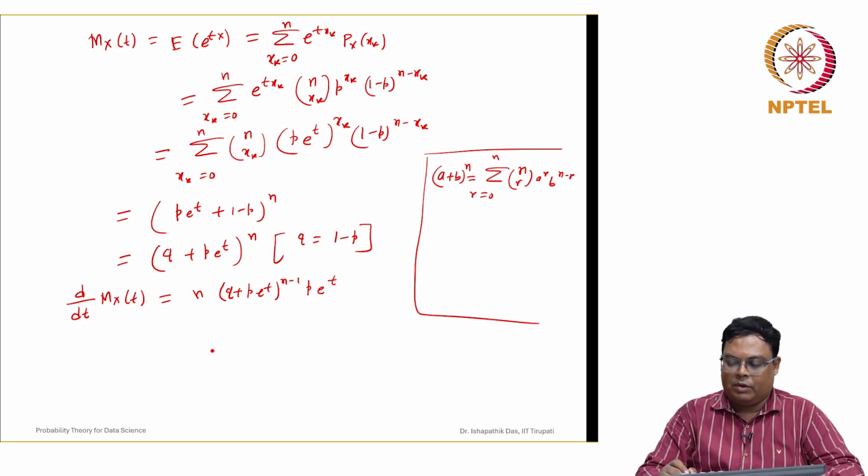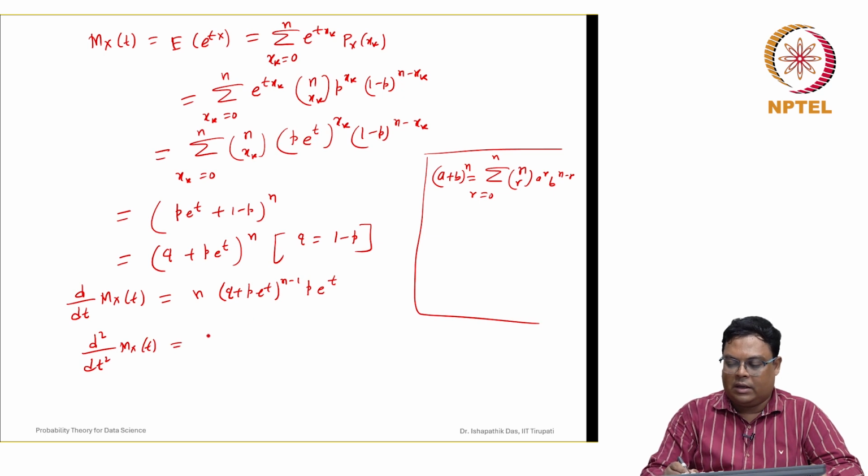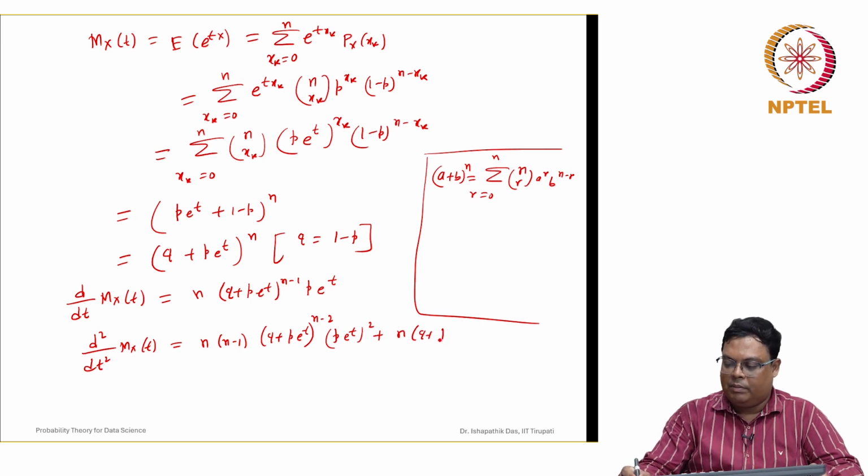So next, suppose you want to differentiate again, second order only. Then again this will be n into n minus 1, q plus p e to the power of t, whole to the power of n minus 2. Then the differentiation of p e to the power of t, again p e to the power of t, whole square, plus these things will be as it is, q plus p e to the power of t, whole to the power n minus 1. Then we will differentiate these things, p e to the power of t, again p e to the power of t.